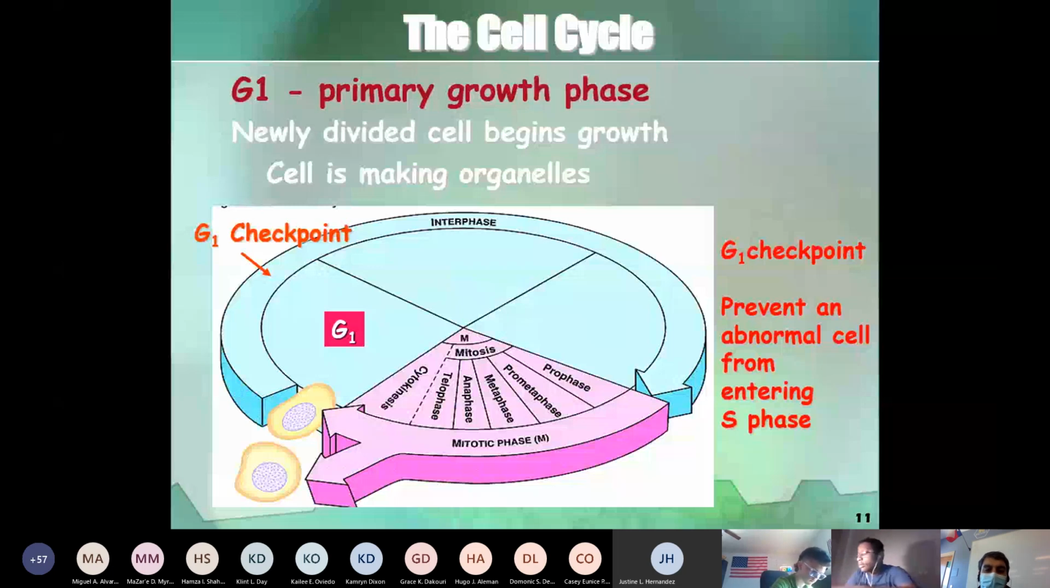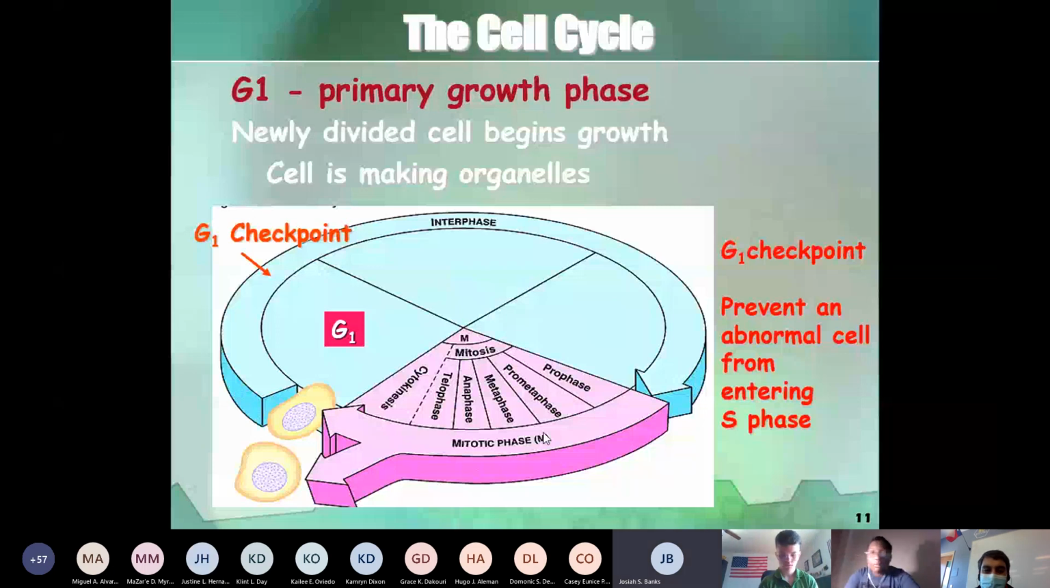You'll notice that there's also a G1 checkpoint. Now, this cell cycle has a lot of different checkpoints. The reason that it's there is to prevent the cell from doing something it shouldn't be doing. So for example, this one says G1 checkpoint, prevent an abnormal cell from entering S phase. Now this is a big brain question. This takes a lot of mental ability to answer. Why do you think there is a G1 checkpoint before the S phase? Remember that during the S phase, DNA is copied. Why do you think there's a checkpoint there? Does anybody think they know why?